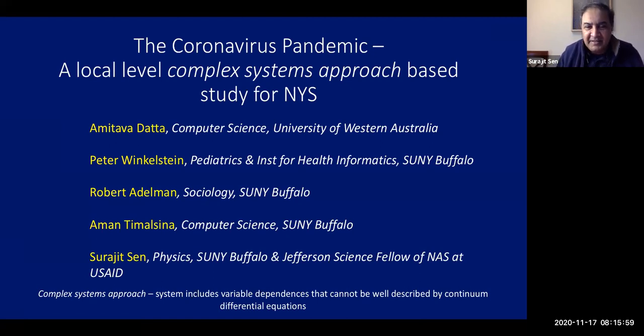This work began somewhat like 6, 7, 8 months ago, when my friend Amitava, who is a professor in Perth, Australia, and I got talking, and we figured that we could construct some kind of a local scale agent-based model of how coronavirus pandemic is spreading. So that was a long time ago, and of course, much has changed since. And you'll see a lot of the old stuff in what I'm going to tell you.